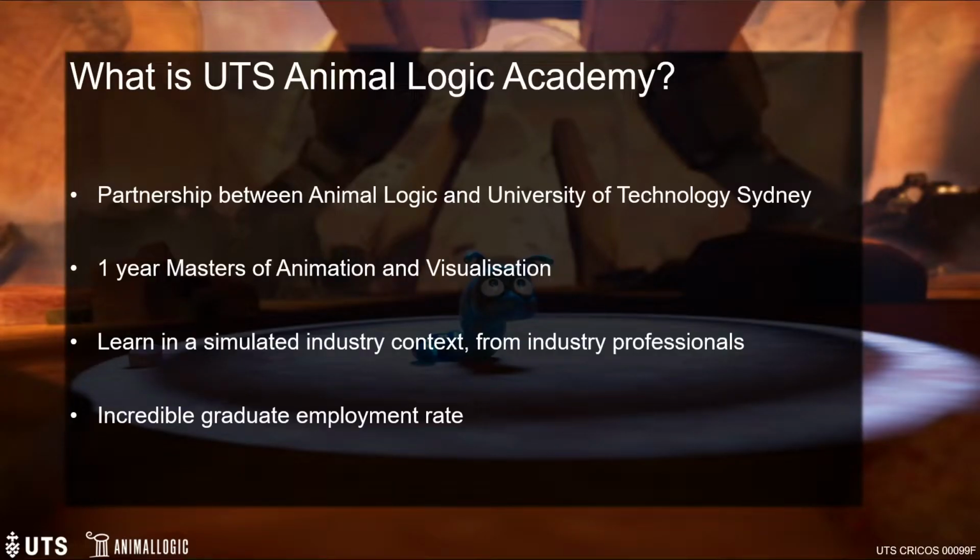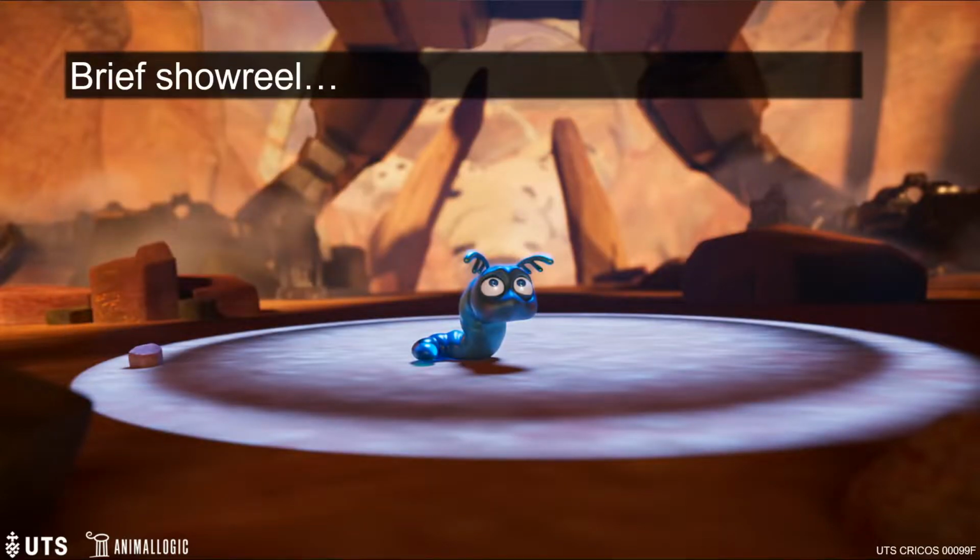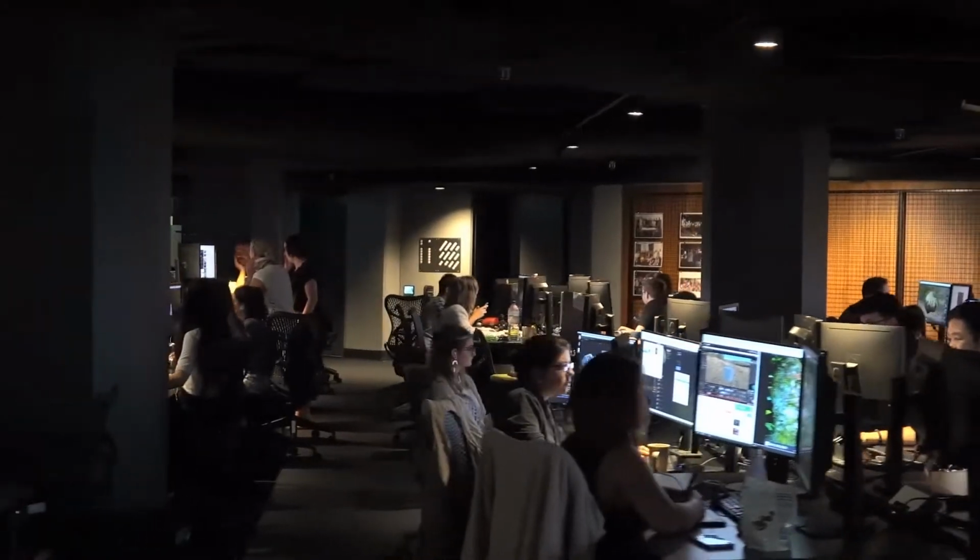So just very briefly, what is UTS Animalogic Academy? It's a partnership between Animalogic and the University of Technology, Sydney. Our course is a one-year Masters of Animation and Visualization. The students learn in a simulated industry context from industry professionals, and we have a very good graduate employment rate. Just a very brief showreel of some of our work.